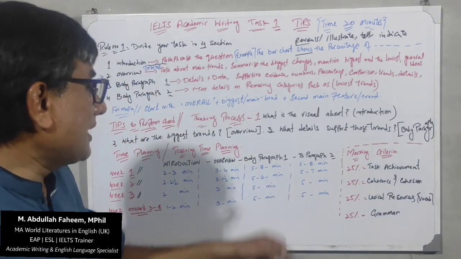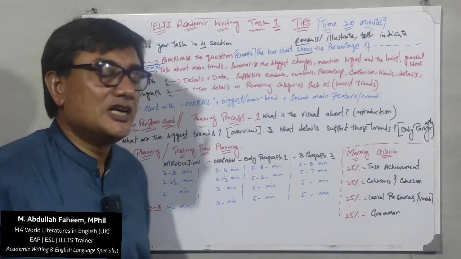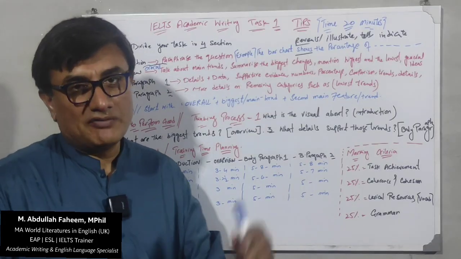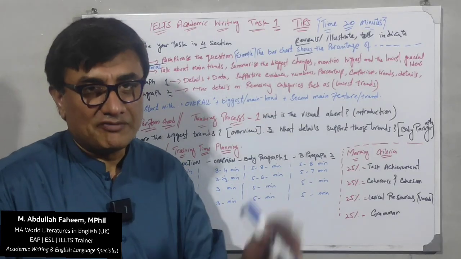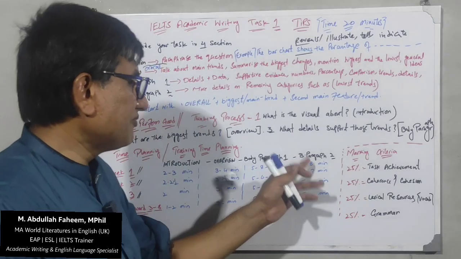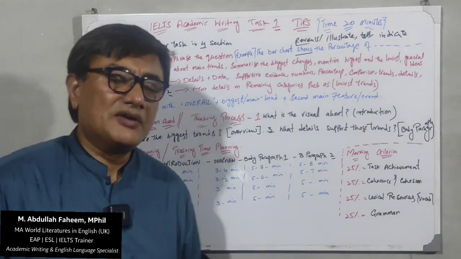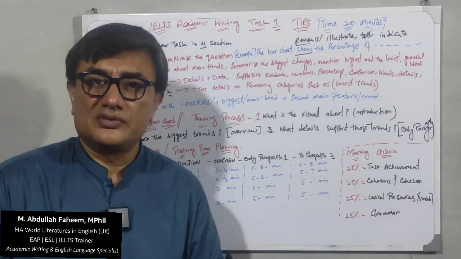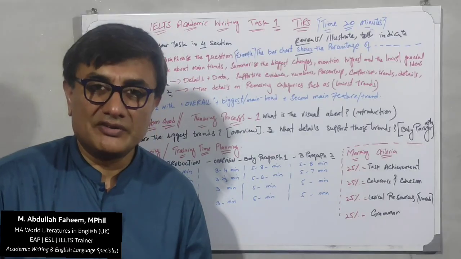And then for the body paragraph, in the beginning, spend 5 to 8 minutes in the first week, 5 to 7 or 6 minutes in the second week, and then 5 minutes onward. And then for the second body paragraph, again 5 to 8 minutes in the first week, 5 to 7 minutes, then 5 to 6 minutes, then 5 minutes.